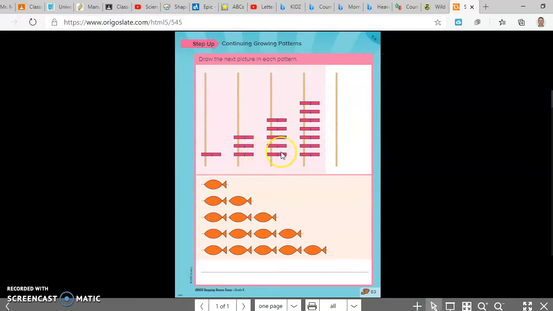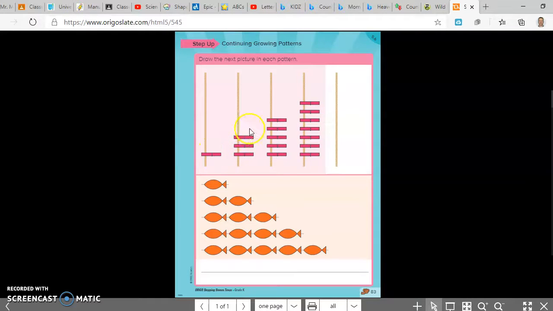Okay? And the next one, that's 5, okay? And then the next one, that's 7. 1, 2, 3, 4, 5, 6, 7. So what would be the rule of this pattern? What would be the code here that we need to crack? It's 2 more, not 1 more, but 2 more on each line.